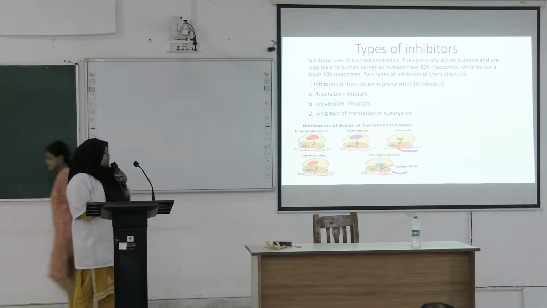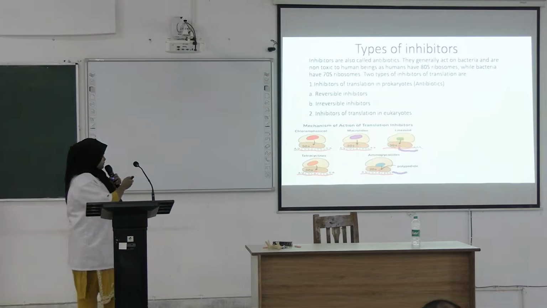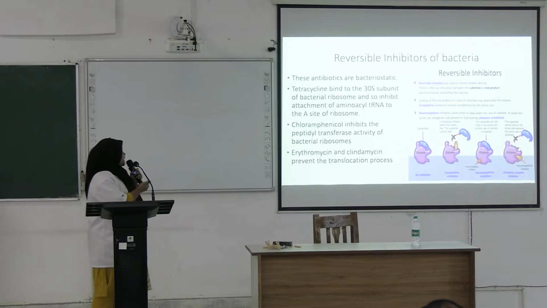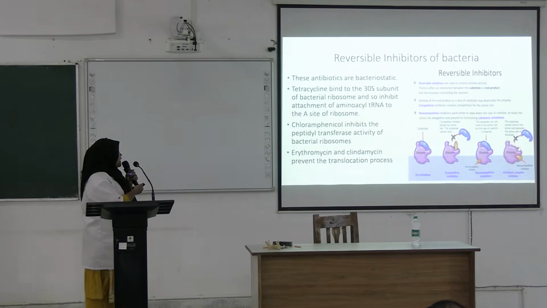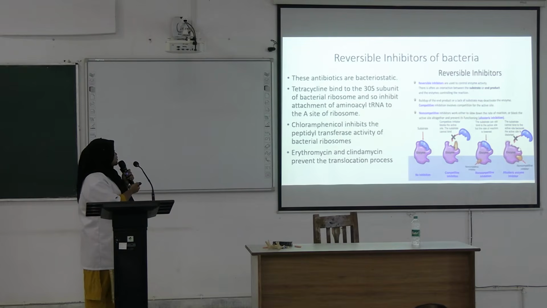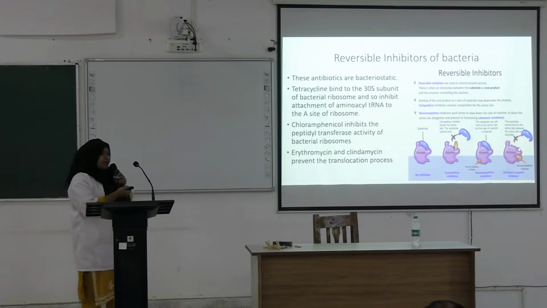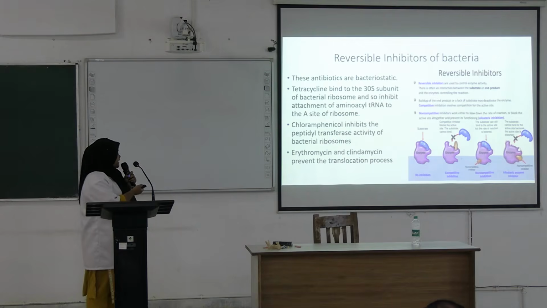Thank you, Amrita. Let's take over the rest of the topic. The reversible inhibitors of the bacteria are mainly bacteriostatic. Tetracycline binds to the 30S subunit of the bacterial ribosome, so it inhibits the attachment of the aminoacyl tRNA to the A site of the ribosome. Chloramphenicol inhibits the peptidyl transferase activity of the bacterial ribosomes. And the erythromycin and clindamycin prevent the translocation process.